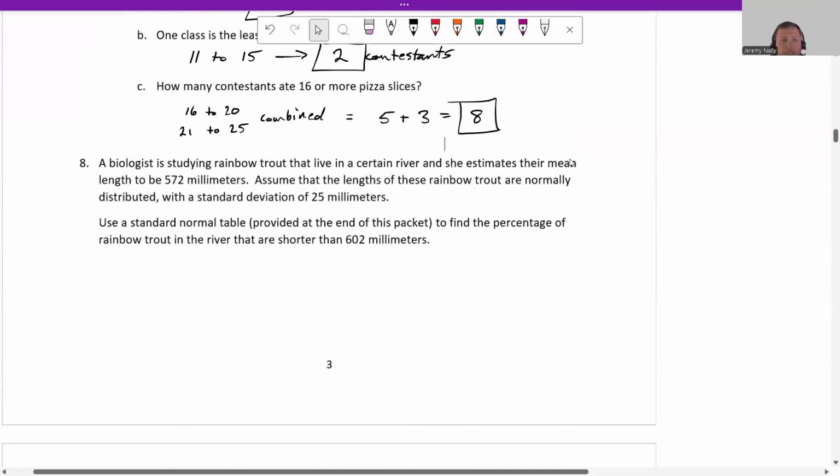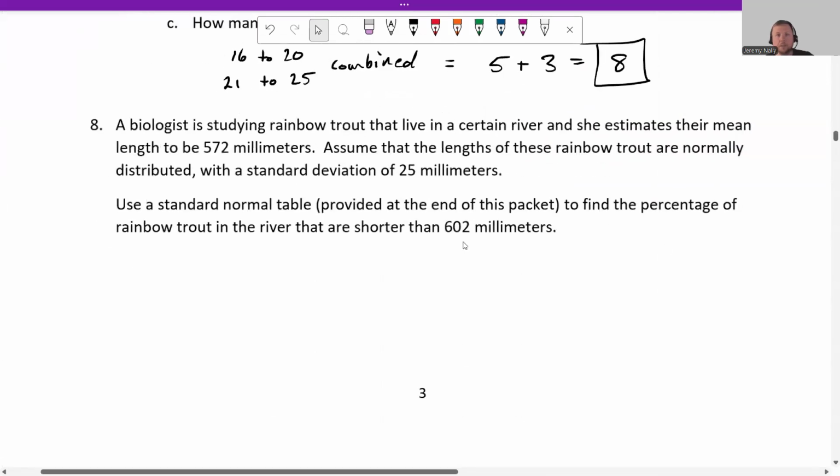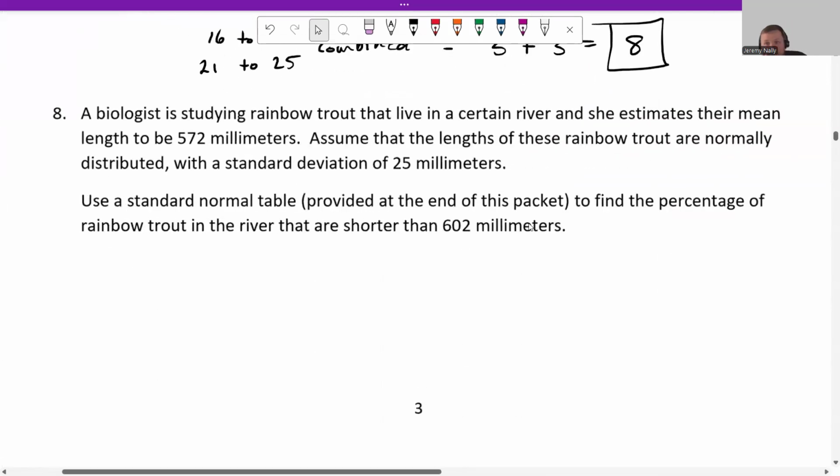A biologist is studying rainbow trout that live in a certain river, and she estimates that their mean length is 572 millimeters. Assume that the lengths of these rainbow trout are normally distributed with a standard deviation of 25 millimeters. Use a standard normal table provided at the end of the test to find the percentage of rainbow trout in the river that are shorter than 602 millimeters.